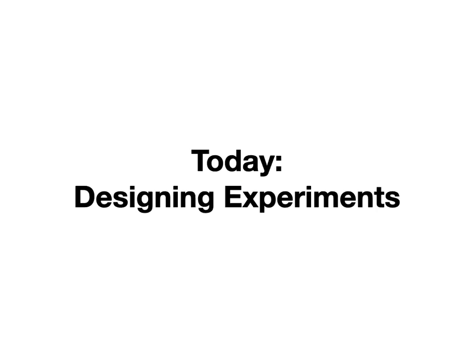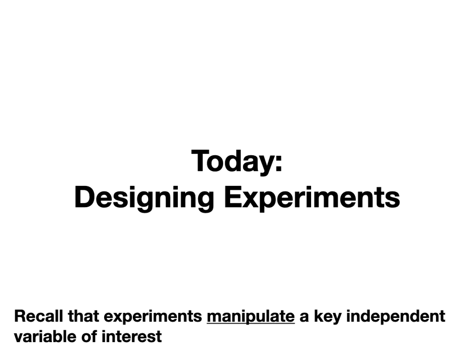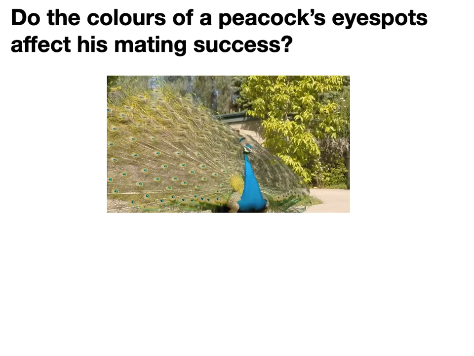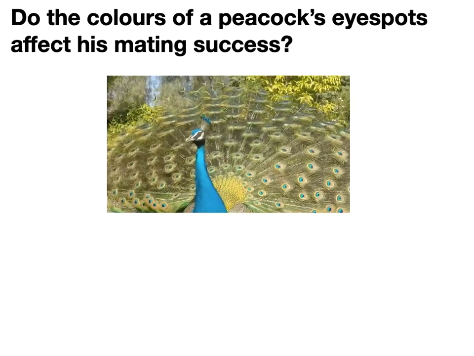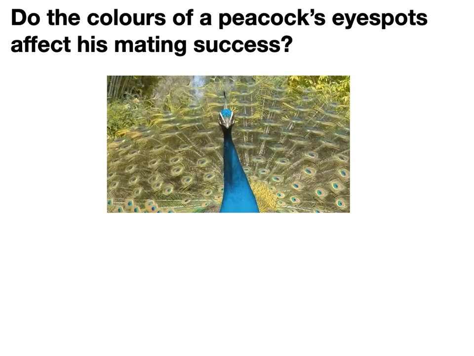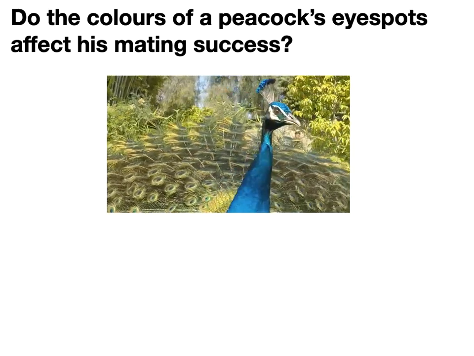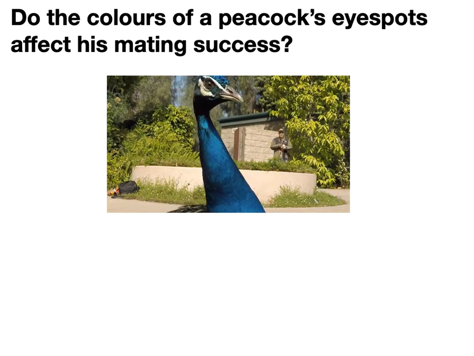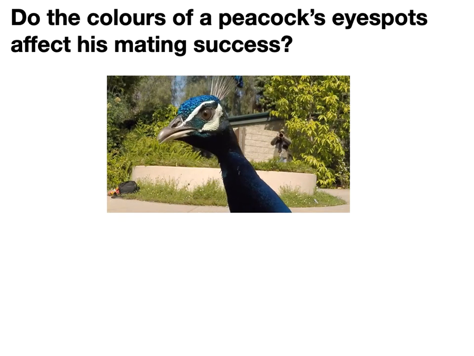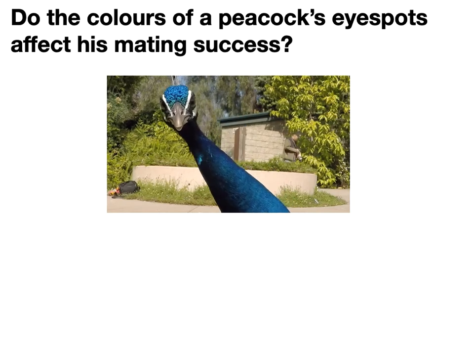Okay, so we're going to talk today about experiments and how to design them. And I want you to remember that experiments are studies that manipulate a key independent variable of interest. And so suppose we have this research question, whether the colors of a peacock's brilliant eye spot feathers affect his mating success. This is something that I got to study as a graduate student. This is a peacock in my study population in the wilds of suburban Los Angeles.